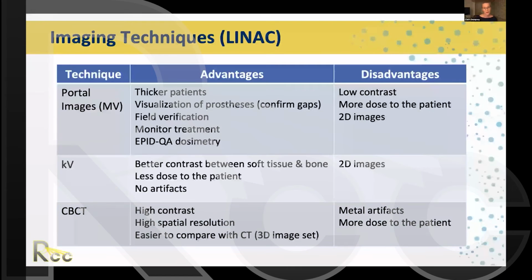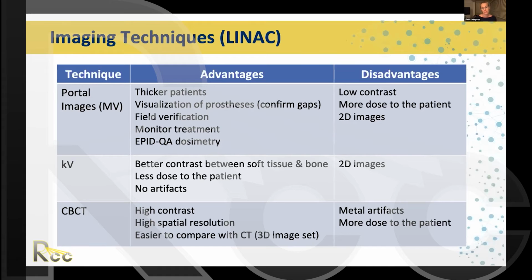So I just want to quickly run over the advantages and disadvantages of each of these imaging techniques. When we use our imaging portal images with our MV beam, obviously this is an advantage for thicker patients where we need the higher energy. It's really good for visualization of prostheses to confirm the gaps between the prosthetic and the patient. It's really useful in field verification. A KV image can't tell you where the field will be because it's a different orientation.